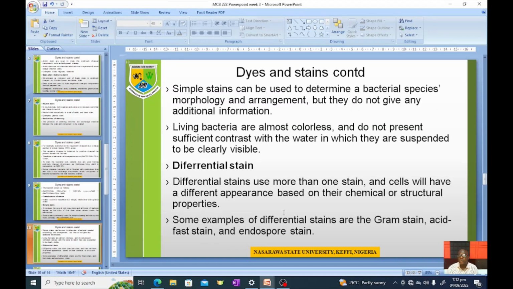Simple stains can be used to determine a bacterium's species morphology and arrangement, whether it is round, rod, or oval, or whether the arrangement is in chains, in clusters, or in tetrads. All simple stains, when used, place the organism so that the morphology and the arrangement can be seen, but they do not give any additional information.